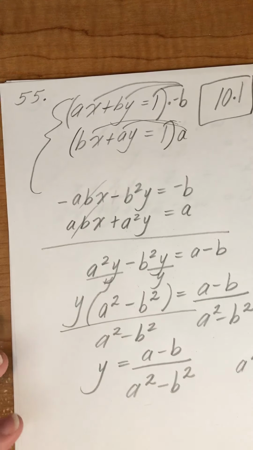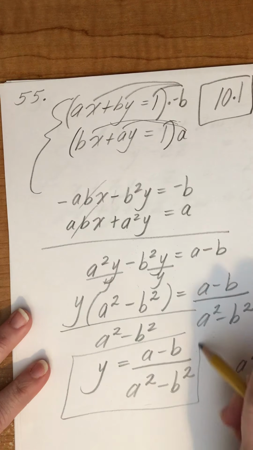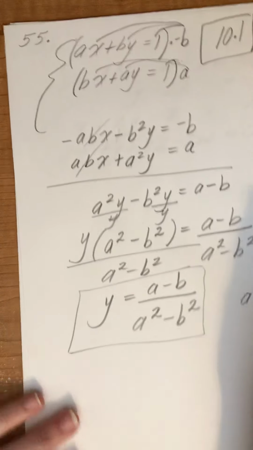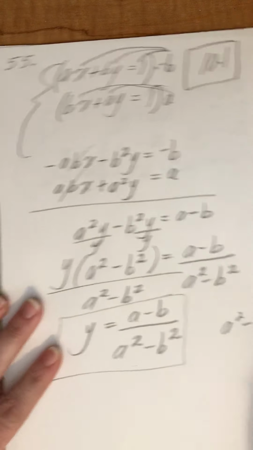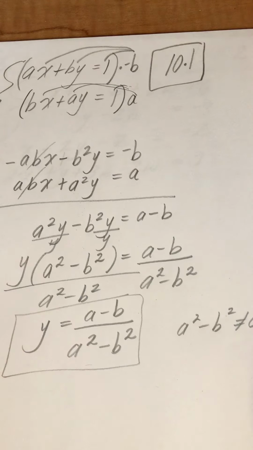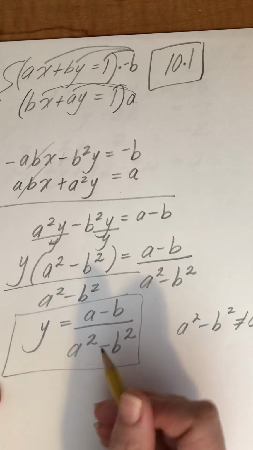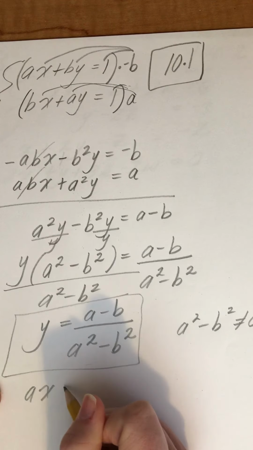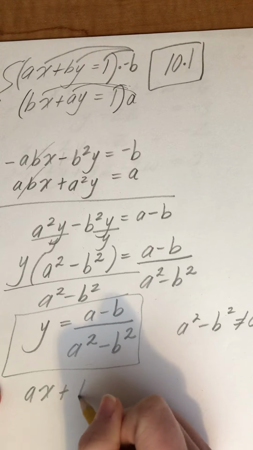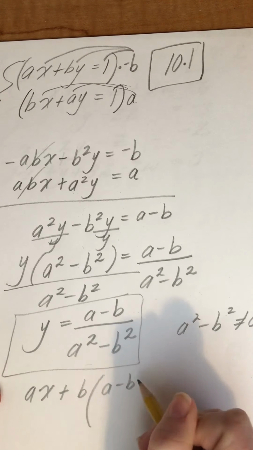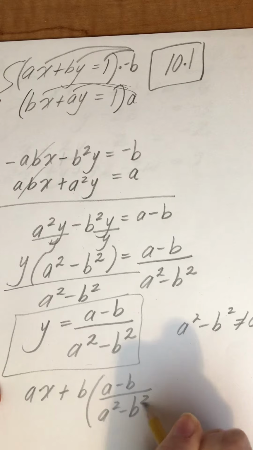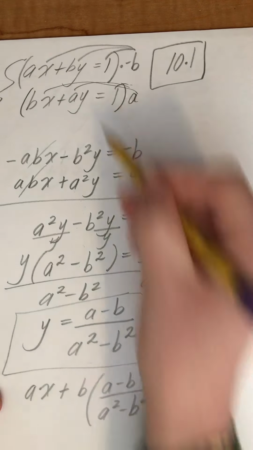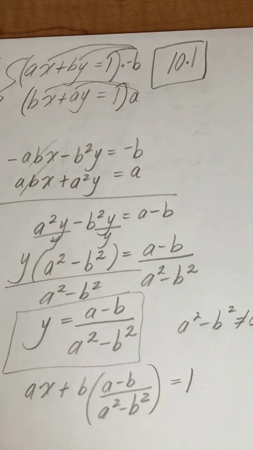So that makes sense. All right, so now from there, we'll plug that back into one of the original equations and figure out what x is. Sorry, I'm trying to do a little makeshift video here. So if we plug that in, let's plug that in into the top equation, sure. We would have ax plus b times y, which y is a minus b, over a squared minus b squared. And then that's equal to 1.